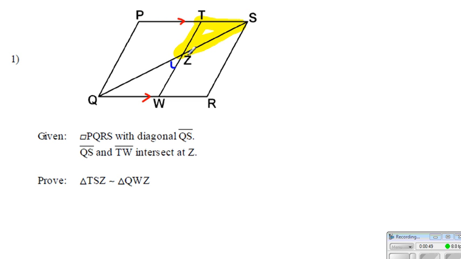First, I guess we can see the vertical angles. But the second one is, because these two line segments are parallel, we can say that this one is an alternate interior angle to this angle. And therefore, we have two pairs of congruent angles, AA, possibly. All right, so let us write this one up together.